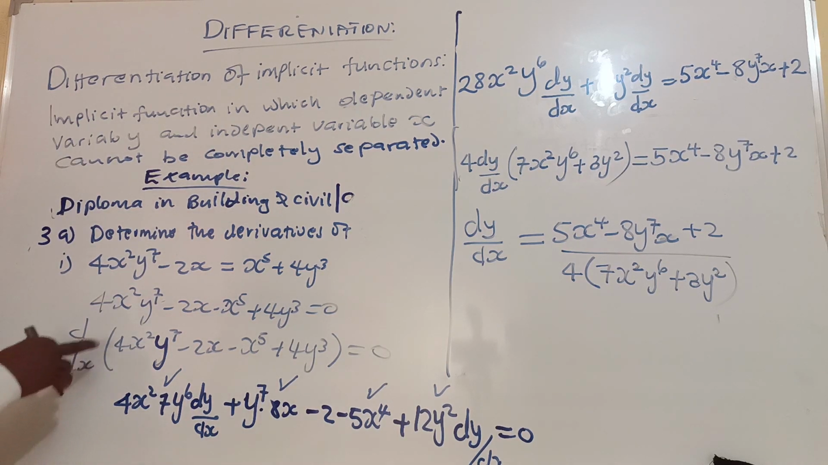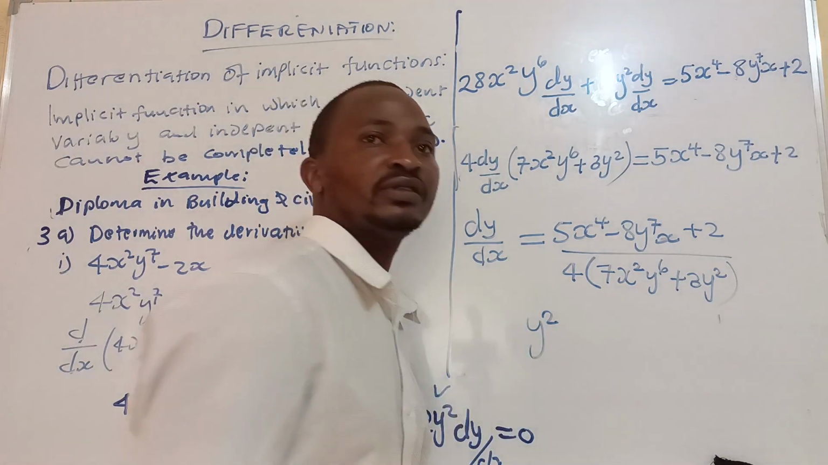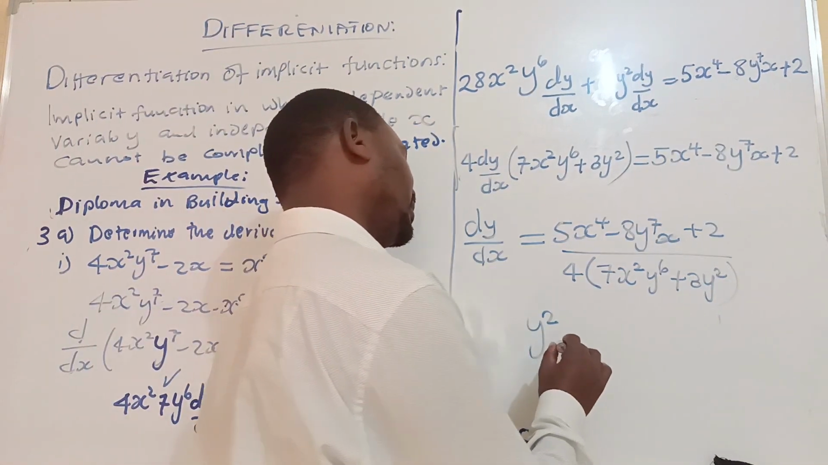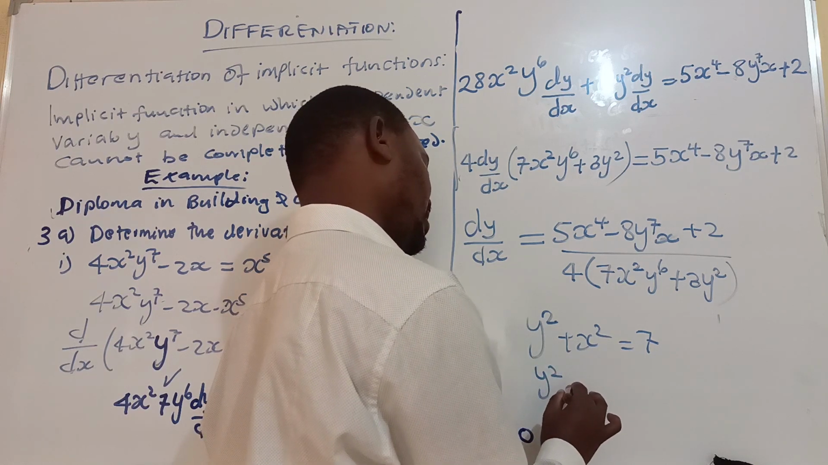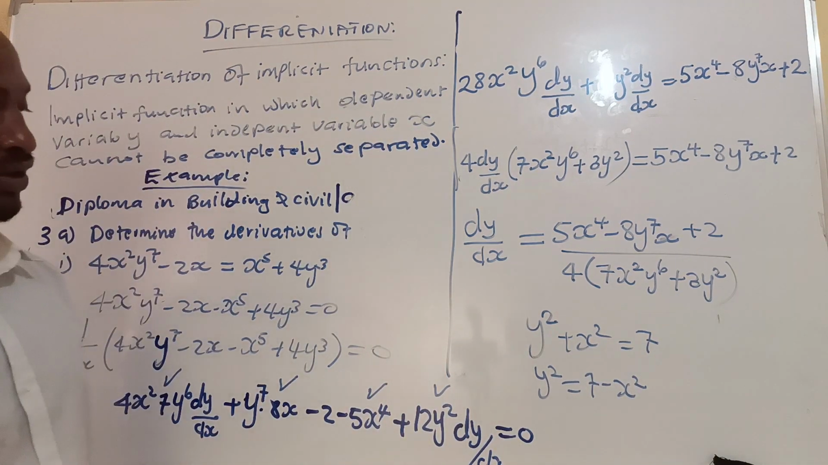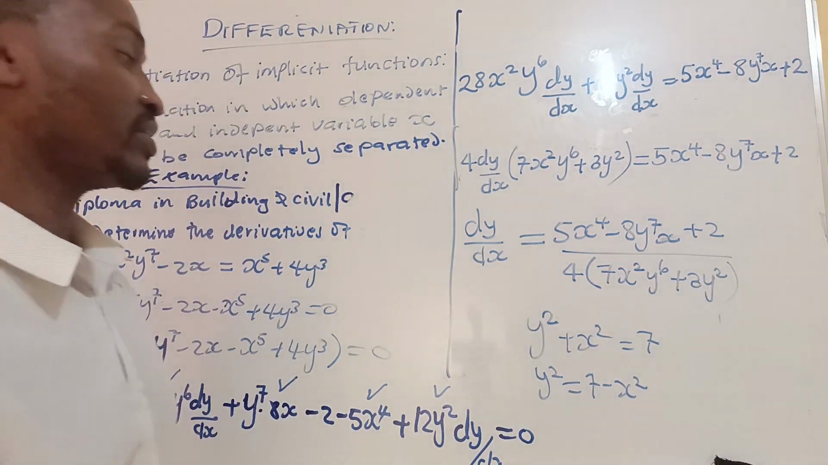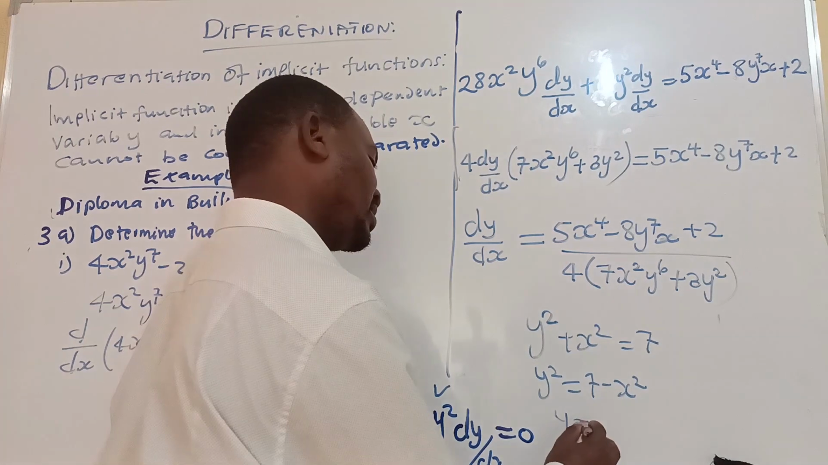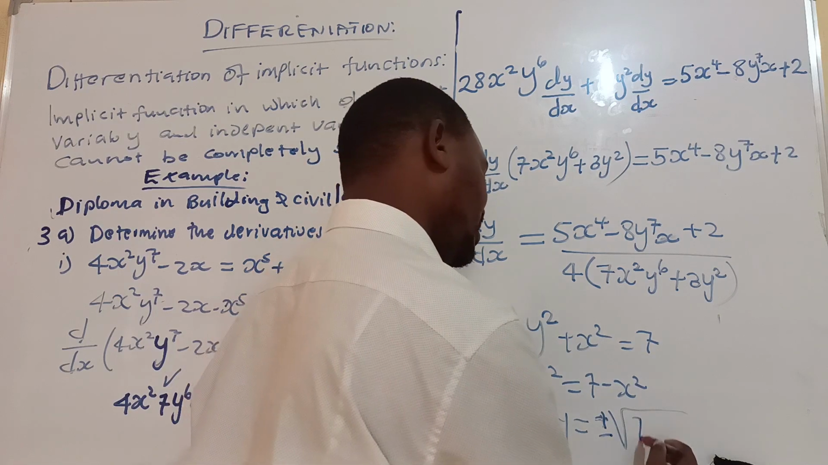Notice first, you have to check whether it is possible to separate all the y's on one side and all the x's on one side. But even when you have an equation like y squared, if you have to find the root, it will be positive or negative y. So if you had something of the sort is equal to 7, you cannot say this is y squared equal to 7 minus x squared. In this case, you also have to use differentiation of implicit function, because if you are to get the value of y, it will be plus or minus root of 7 minus x squared.